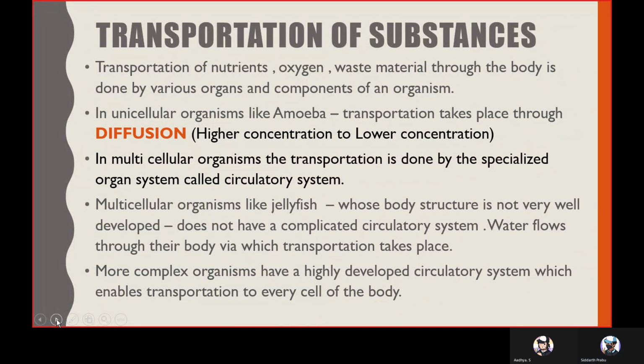an organism. In unicellular organisms like amoeba, transportation takes place through diffusion. In multicellular organisms, the transportation is done by the specialized organ system called circulatory system. Multicellular organisms like jellyfish, whose body structure is not very well developed, do not have a complicated circulatory system. Water flows through their body via which transportation takes place. More complex organisms have a highly developed circulatory system which enables transportation to every cell of the body.